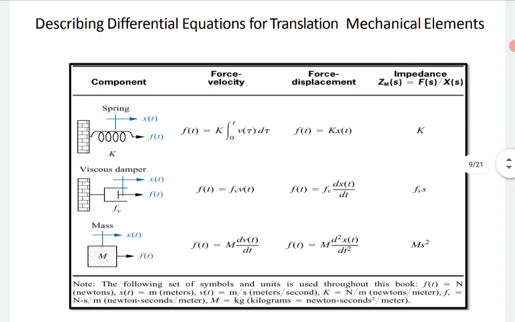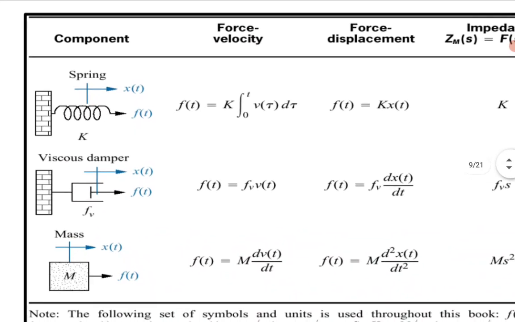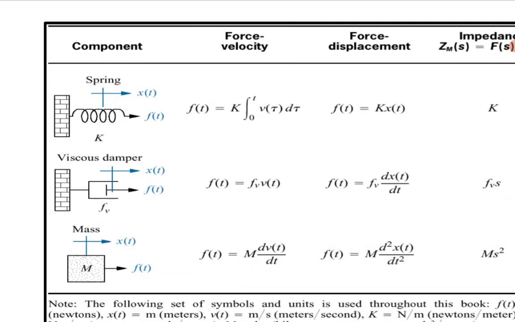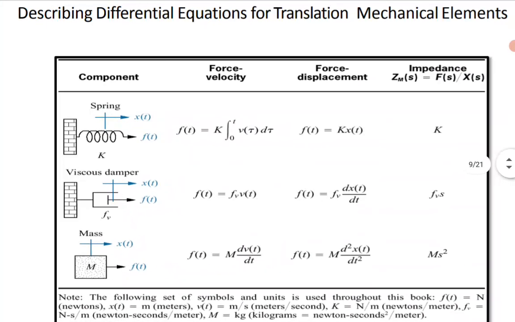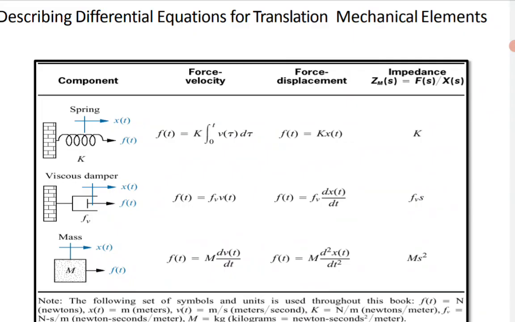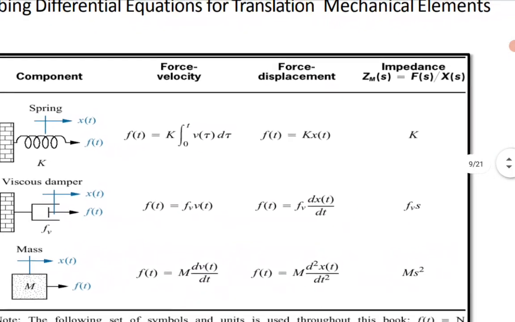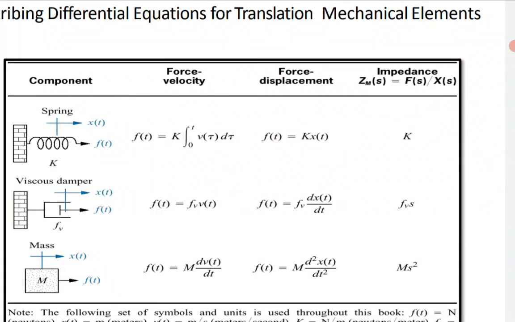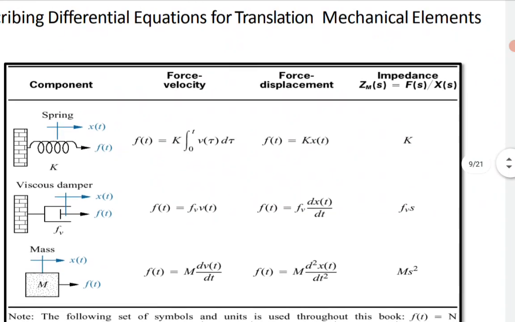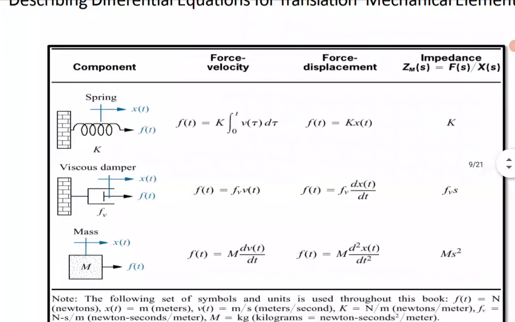So when I am discussing spring constant, it is provided here as K. Force is exerted, F of t, and correspondingly the displacement is going on, denoted by x of t. The force-velocity relationship is F of t is equal to K times the integral from 0 to t of V of tau d tau. Tau is my dummy variable. The force-displacement relationship is F of t is equal to K into x of t. Impedance is nothing but my K.